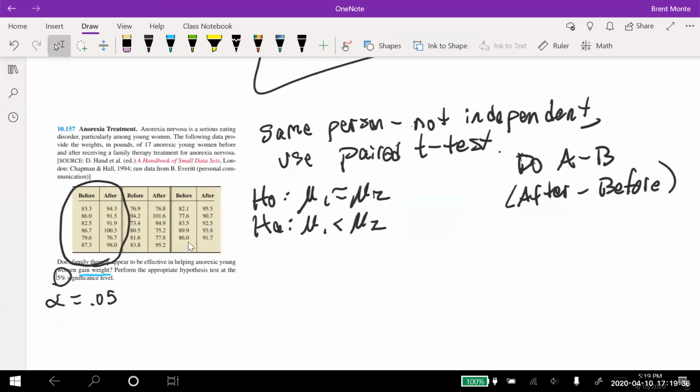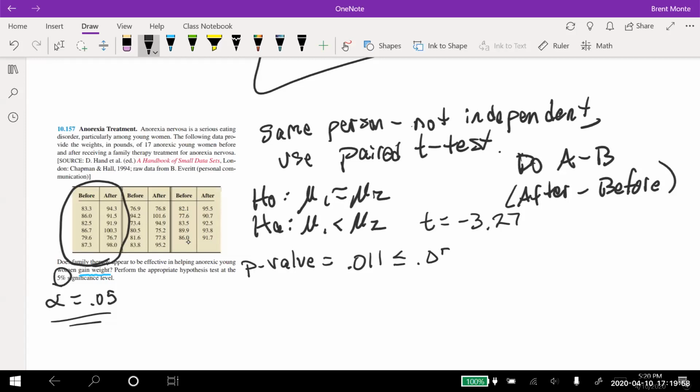So we got a t-value of negative 3.27, but our p-value, which is what we really care about, is 0.011. We compare that over here to my alpha, see if that's less than or equal to 0.05, which was my alpha. And again, it is. Let me erase that mark. So it is less, so we say reject the null hypothesis.